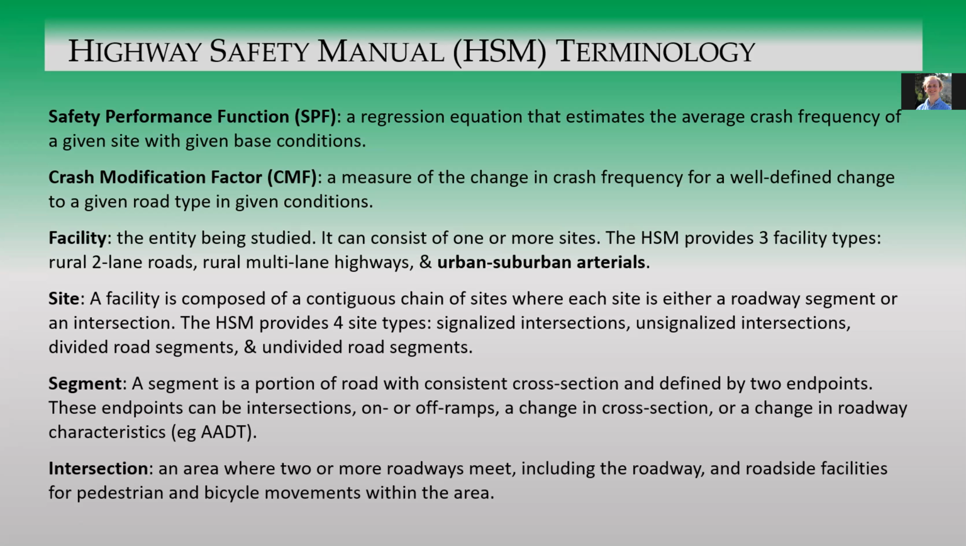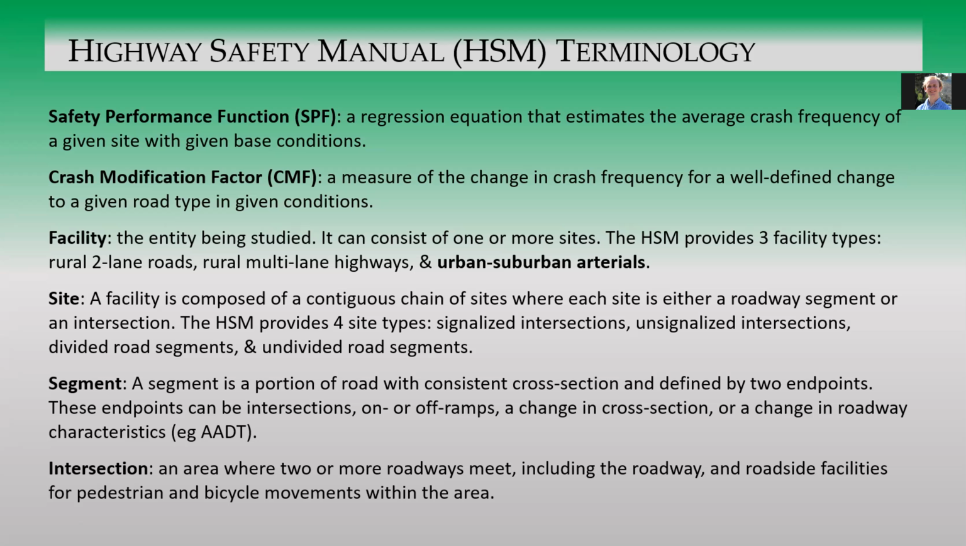CMFs are a little different. They give you a measure of the change in the crash frequency for a well-defined change to the given road type or the given base conditions. If you change, for example, the width of a lane on a rural road, what's going to happen on average to your crash frequency? That's usually given as a percentage. And of course, we saw the CMF as the measure that we came up with in the results presented in the poster that I just discussed.